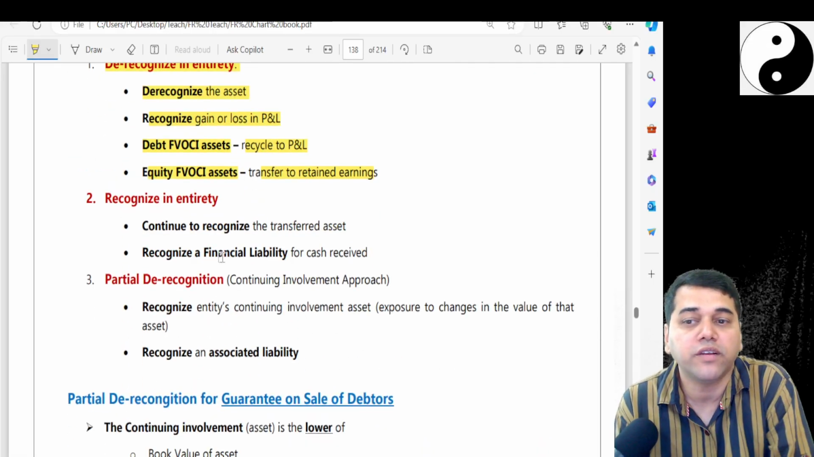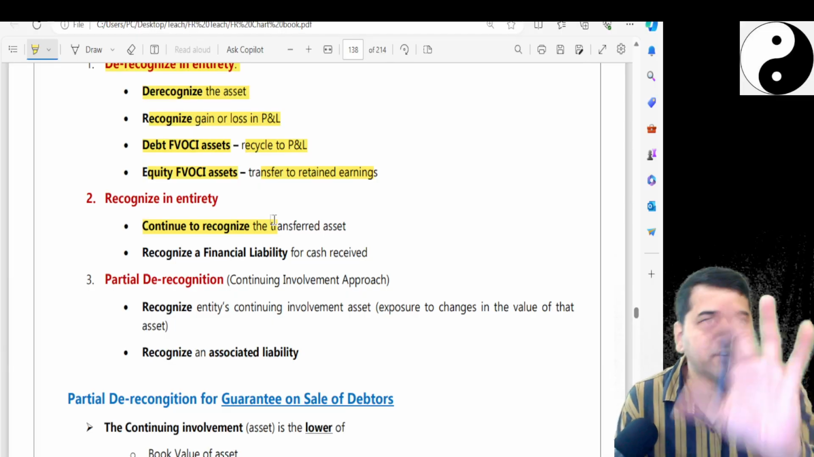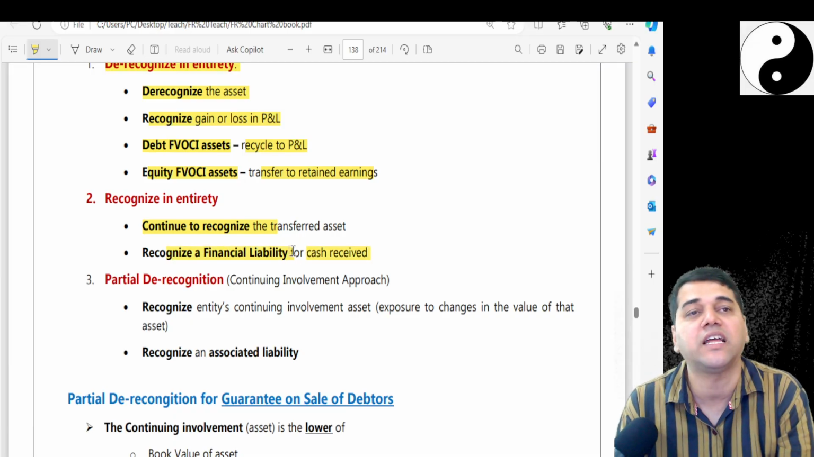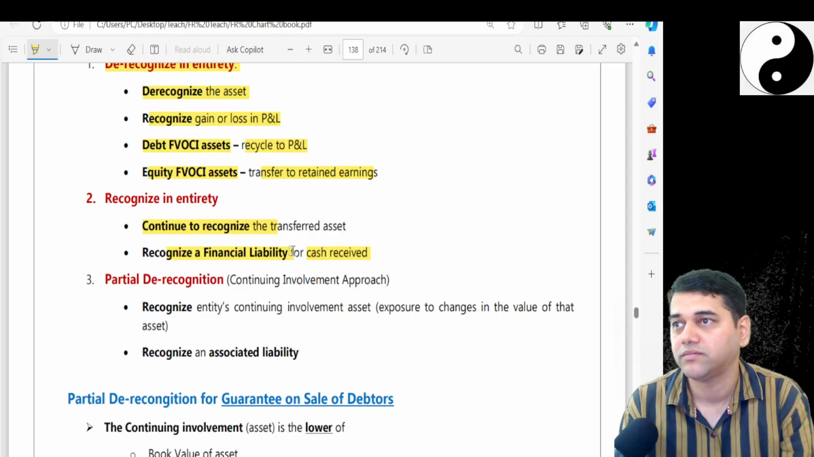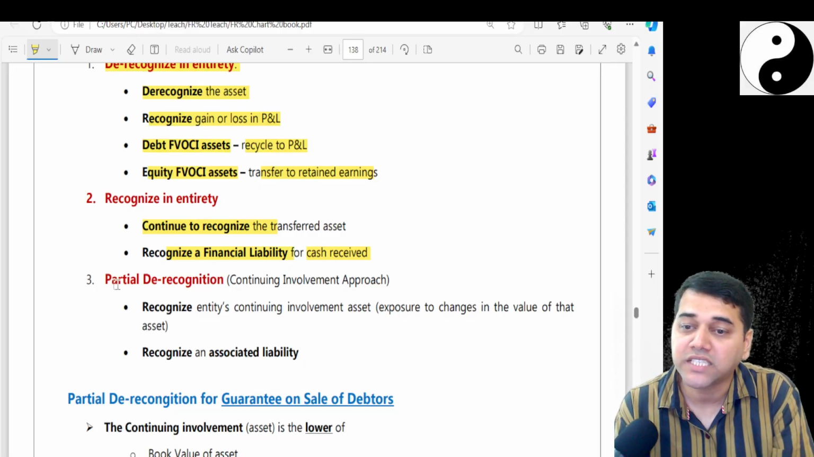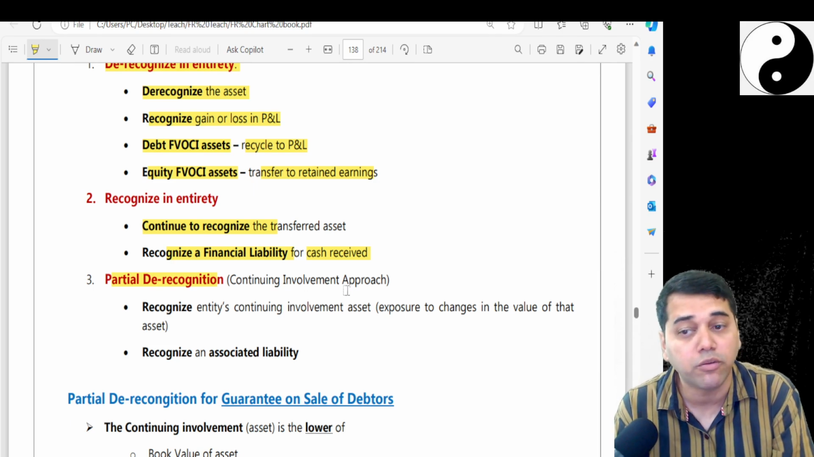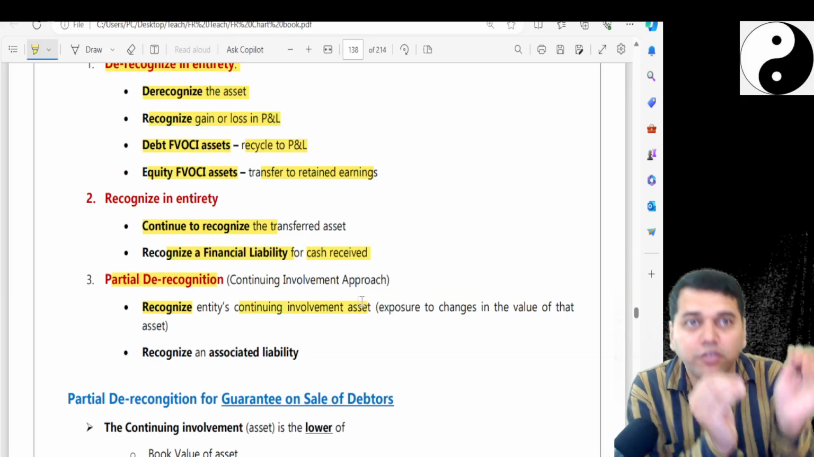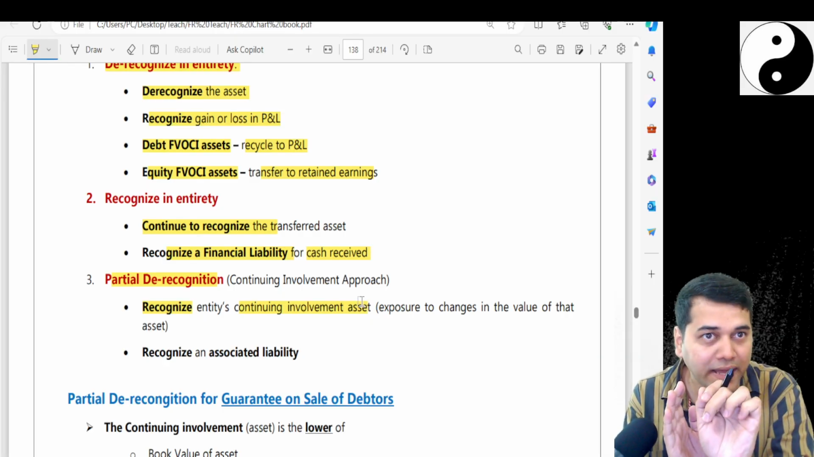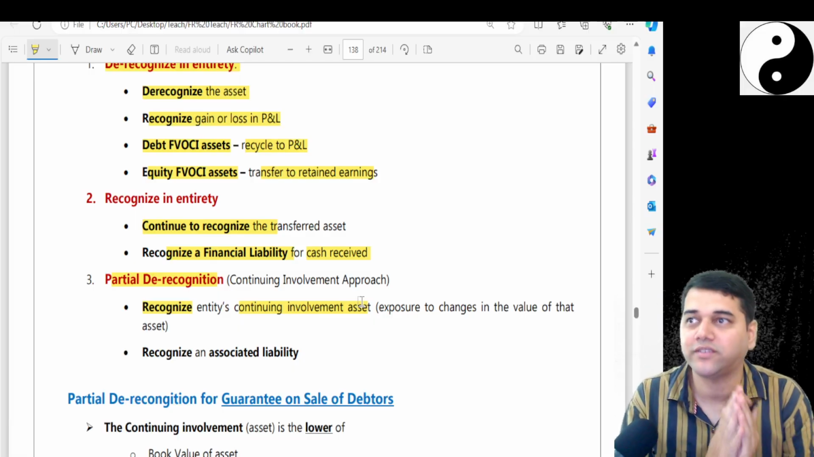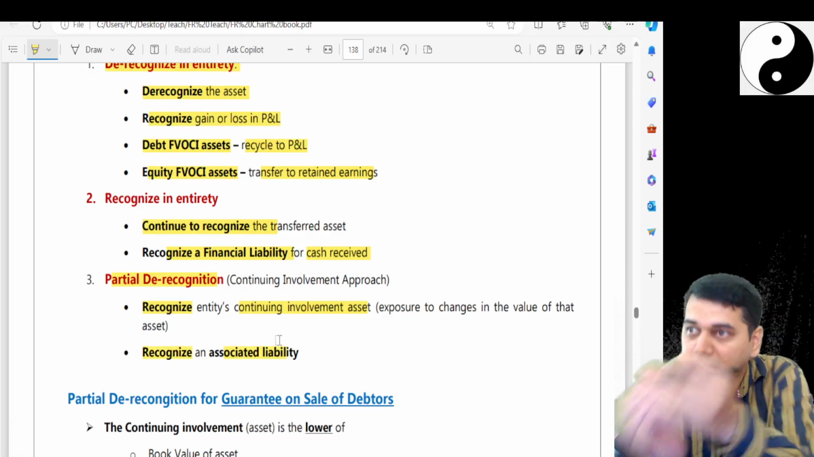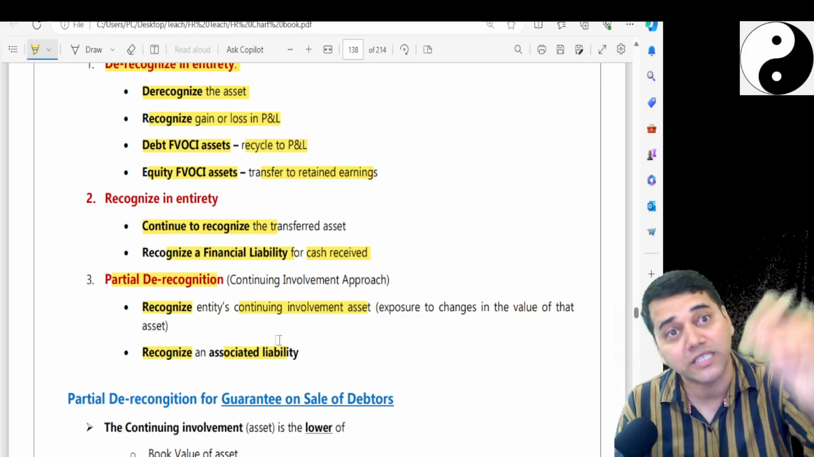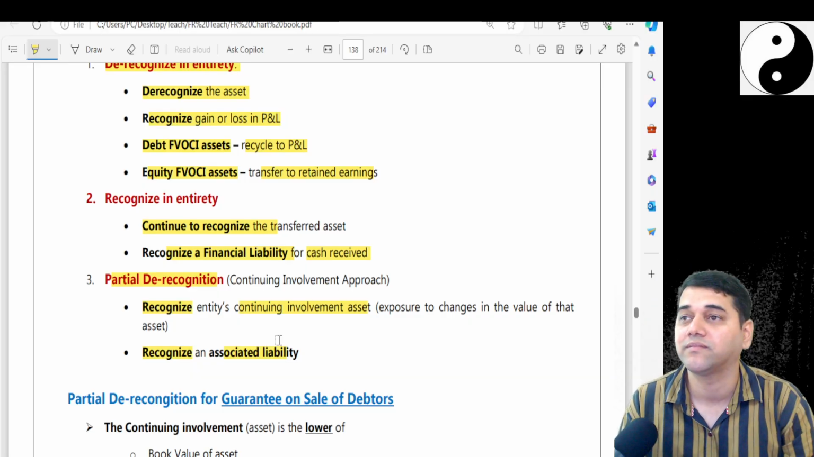What if you have to recognize continuity? Don't pass an entry for that asset, let that asset remain in the balance sheet only. But when you got the money, for the cash received, you pass the financial liability entry, present value of the future cash flows. Normal financial liability. What about the partial derecognition? It's called a continuing involvement approach. Recognize your involvement there. How much exposure you have retained? Again, 5 crore guarantee, no? Just retain 5 crore, that's it. And recognize liability to the extent of 5 crores. So that outsiders know how much extent you are still involved in an asset which is transferred.